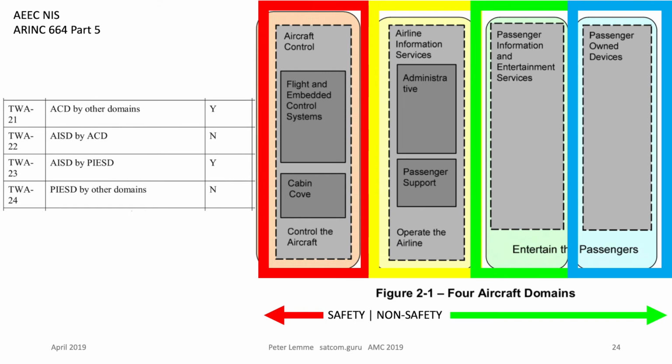Back to trust. Basically, the trustworthiness only moves downwards. Or maybe to the left, I guess. But the ACD, for example, doesn't trust anything from any of the lower domains. AISD theoretically can trust the traffic that comes down from ACD if for whatever reason it's provided, but it wouldn't trust anything on the PIESD. So the trustworthiness basically follows the same schedule you'd expect.